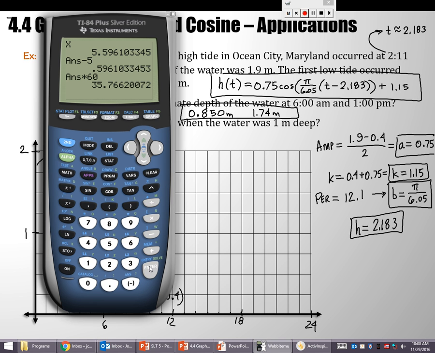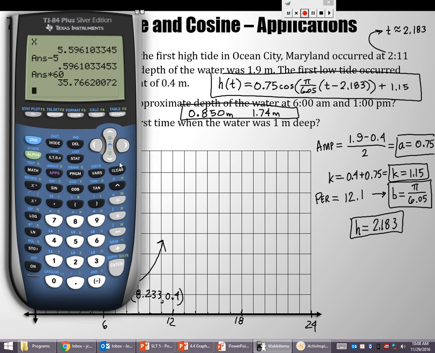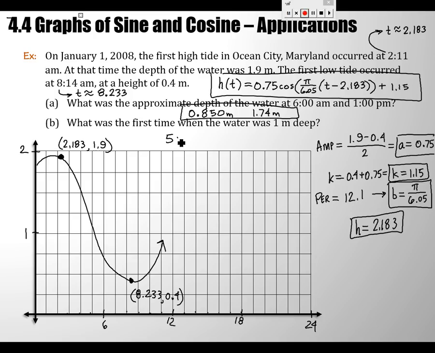So it looks like it's 5 hours and 36 approximately. 5:36 a.m. approximately. It's still an approximation, but so 5:35 and change.